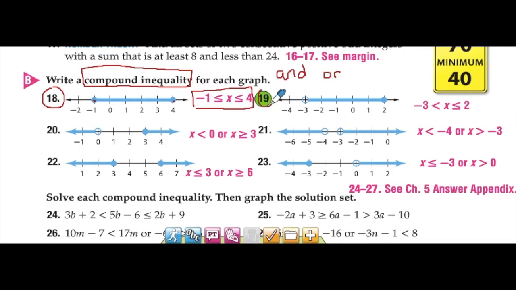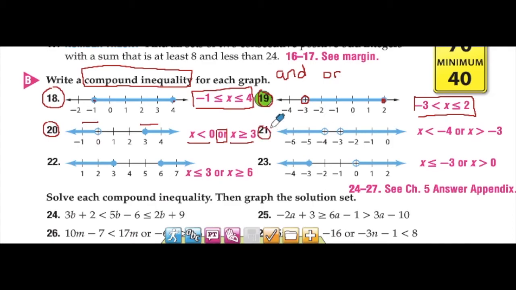On number 19, we have an open circle at -3, a closed circle at 2. So our compound inequality is -3 less than x less than or equal to 2. Notice on number 20, we have inequalities going in opposite directions here. So we have the or type of compound inequality. X is less than 0 or x is greater than or equal to 3.